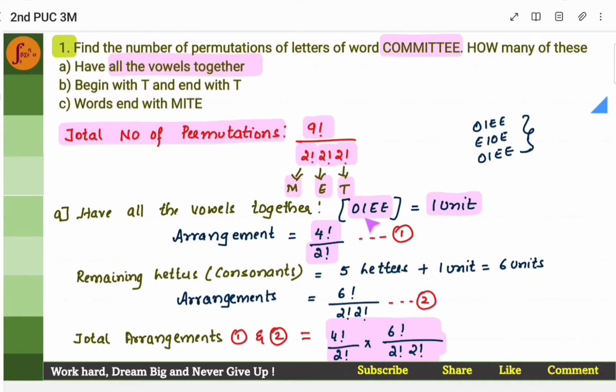Now, we are done with the vowels, right? Now we'll have to find the remaining letters also. Remaining letters are there, no, in committee.